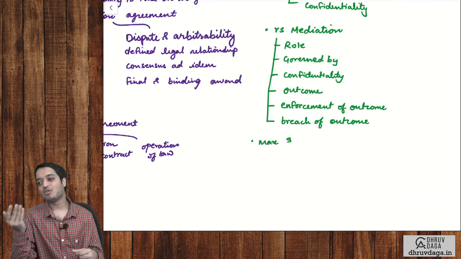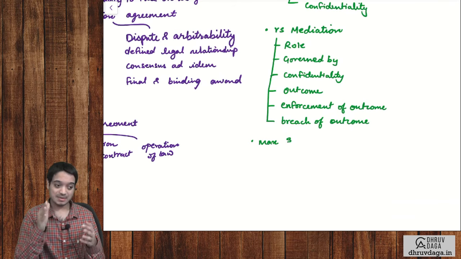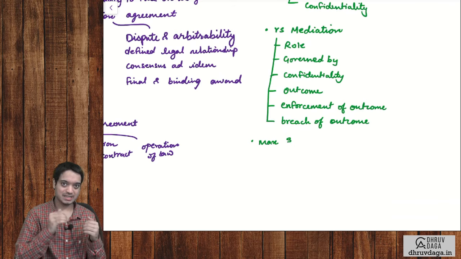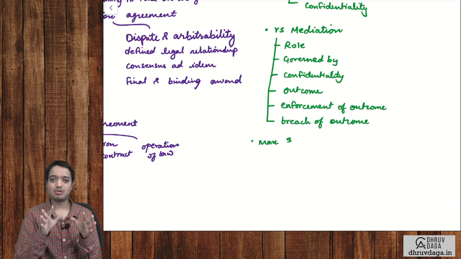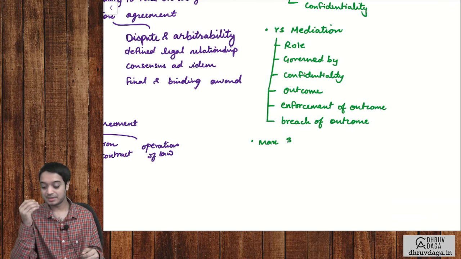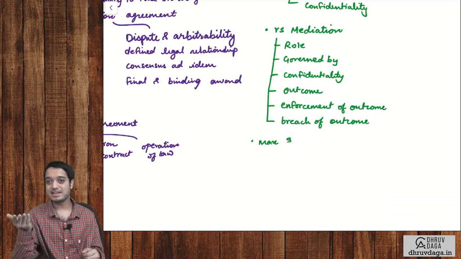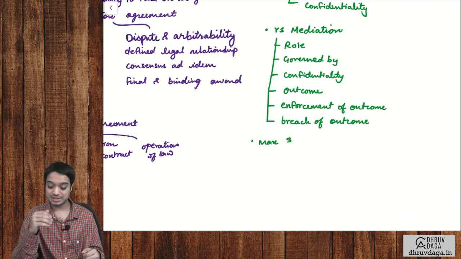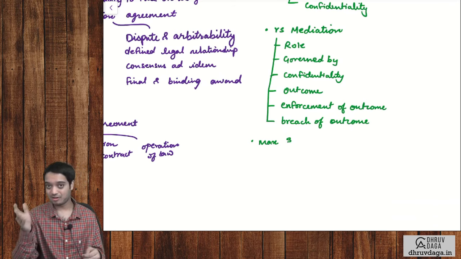Now there's another concept. It's an alternate dispute resolution mechanism as well. That's mediation. What's the difference between conciliation and mediation? Mediation is a process which is much less proactive. In conciliation, the conciliator plays a much more proactive role. The mediator plays a role which is much softer in nature than a conciliator. Conciliation is governed by the Arbitration Conciliation Act 1996. Mediation is just governed by the Code of Civil Procedure. Confidentiality is mostly based on trust in case of mediation. However, in conciliation, there are strict legal provisions to ensure confidentiality.